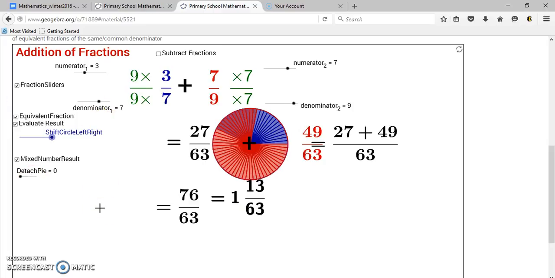And that's how you use the addition of fractions and subtraction of fractions tool on this GeoGebra website. Thank you for listening, and I hope you were able to learn something from this tool today.